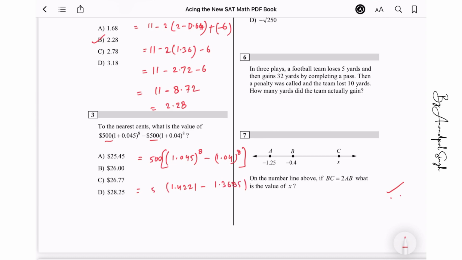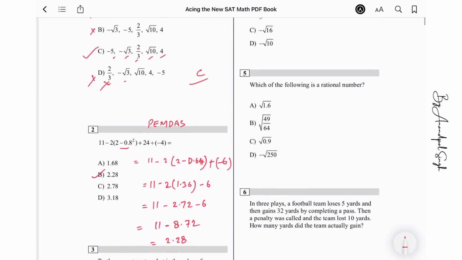So when you subtract and multiply by 500, I get 26.765. So 26.765, I think I will go with $26.77. Yeah, that's the correct answer.